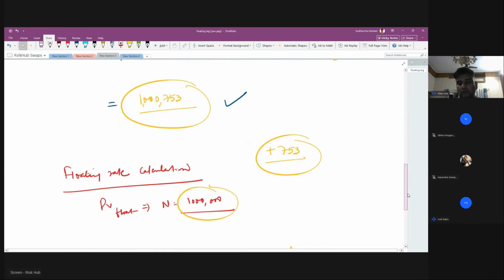If it is not a floating reset date, right? If it is that kind of scenario, then we have to do two things. Basically, then we will not have so many cash flows. We will have one cash flow which is on the maturity, which is this 1 million, and we will have one cash flow which is whatever is the floating rate, multiplied by 6 months.